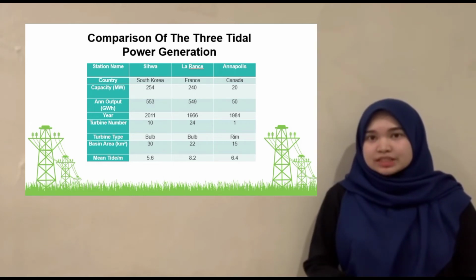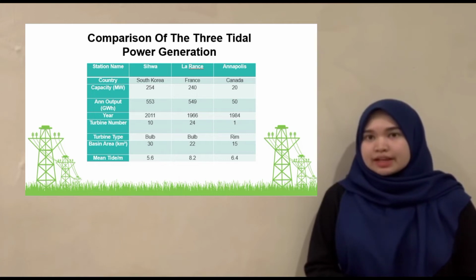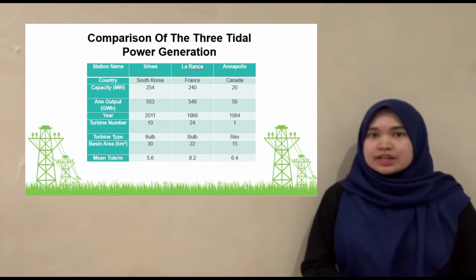This is the comparison of the three tidal power stations. First, Shihwa Lake Tidal Power Plant with capacity of 254 MW and annual generation output of 553 GWh. It was opened in August 2011 and with the help of 10 bulb turbines, electricity is generated from the tidal inflows into a 30 km² basin. The power plant site has an average tidal range of 5.6 meters.